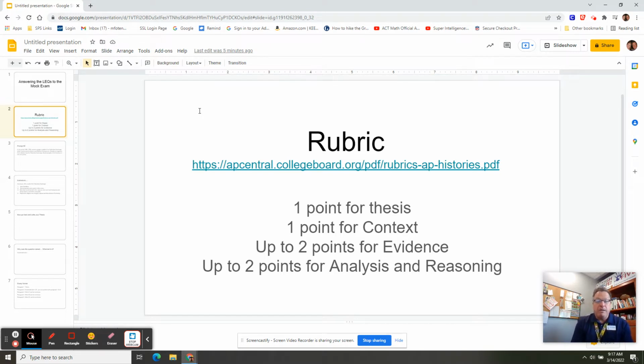But first, I want to share with you that I'm going to be using the traditional Advanced Placement rubric from the College Board. You get a point for thesis, a point for context, 2 points for evidence, and up to 2 points for analysis and reasoning. I'll go over those as we continue. Everybody should be able to get their hands on them. They're free, they're all over the internet, and when you get to a summer institute, they will go over those with you as well.